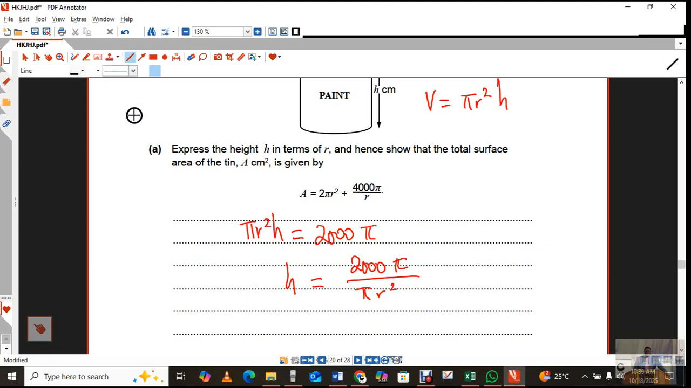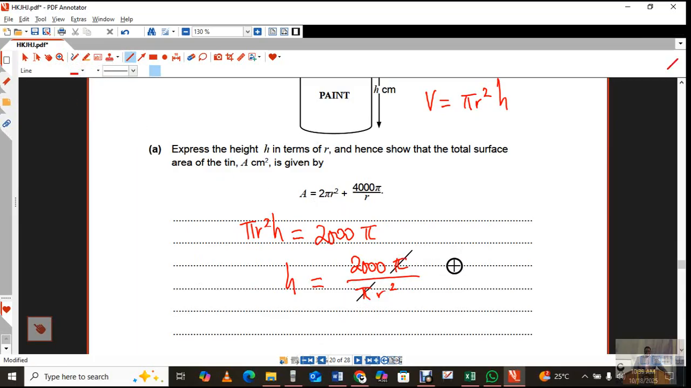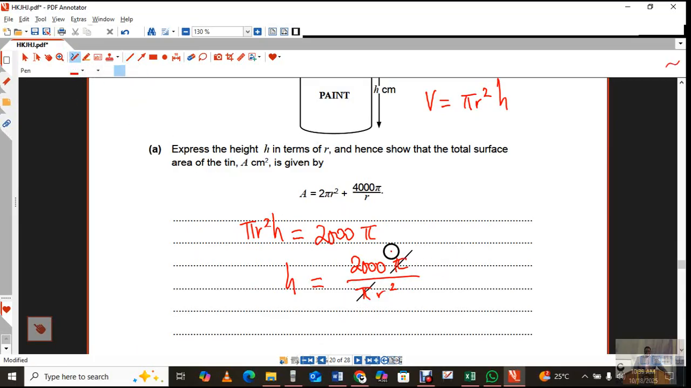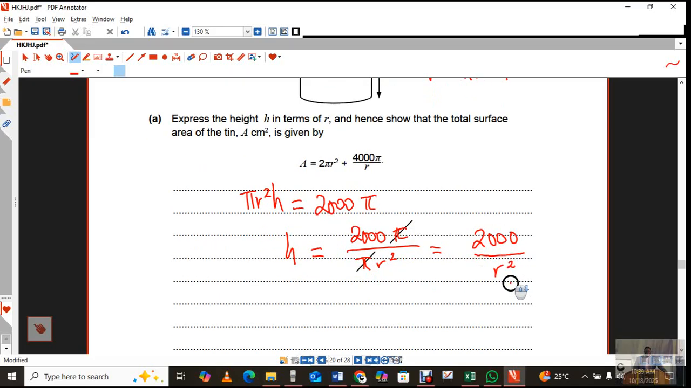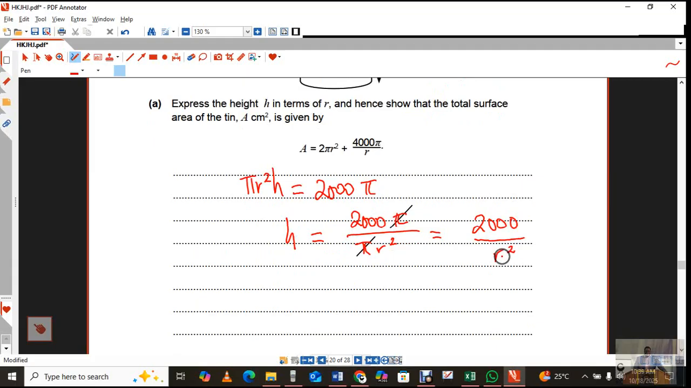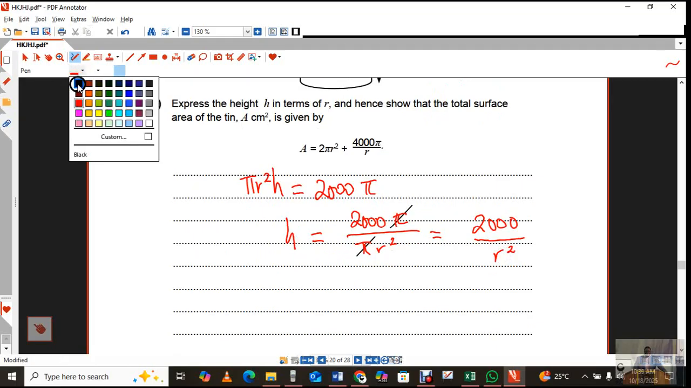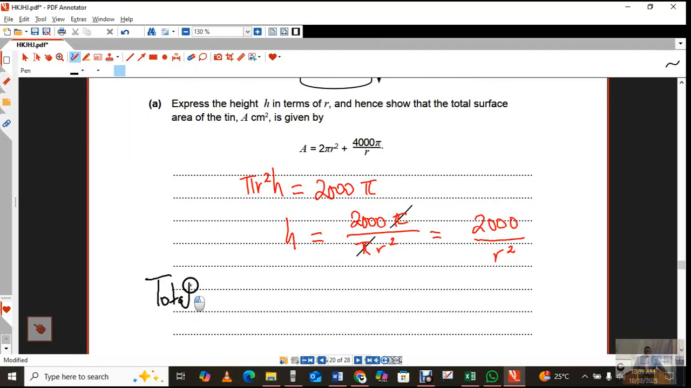Then the pi's cancel, leaving you with the height of 2000 upon r squared. Now that we know what the height is, we can look at the total surface area. So for the total surface area of this cylinder, you're going to have 2 pi r squared.